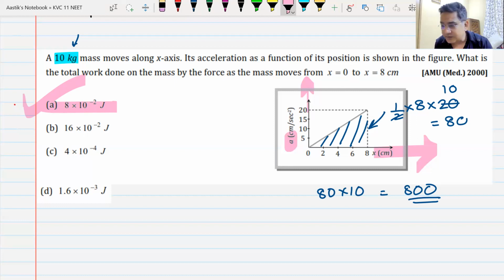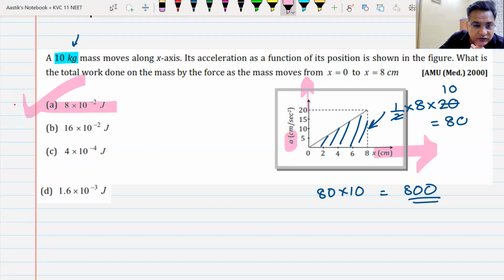I did not look at the unit because I don't want to waste my time converting units and this and that. All the options are different, so I just looked at what number I am getting, and from there I found the answer. Do we understand this? Yes or no?